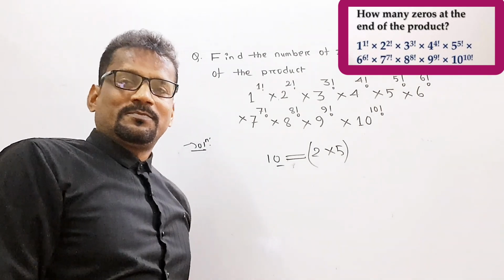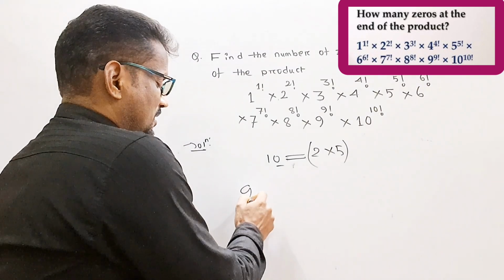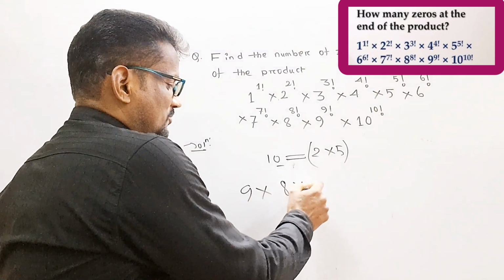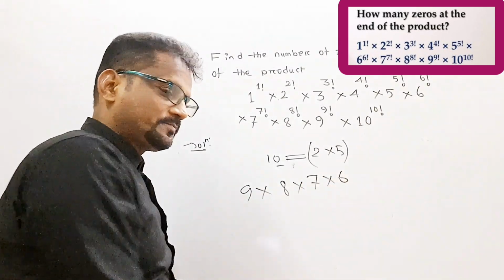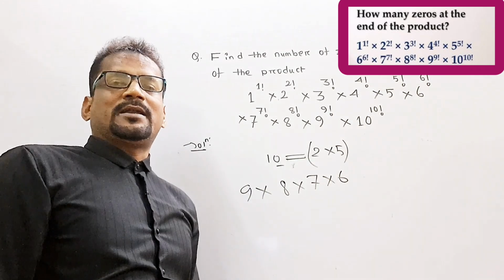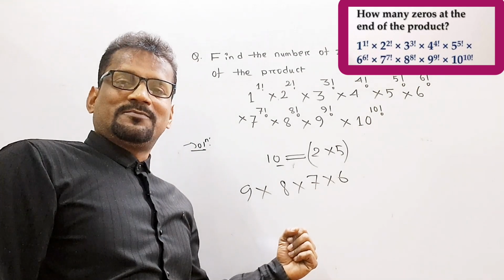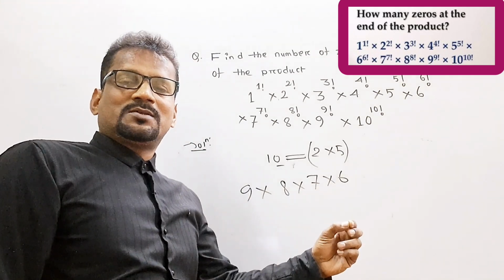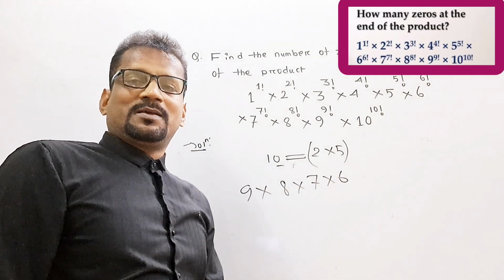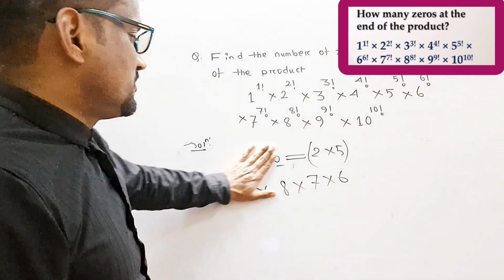Or in any number, if you take 9 into 8 into 7 into 6, in this product there is no zero at the end because 2 is there but 5 is missing. So 0 comes as the product of 2 and 5. This is the main concept behind it.